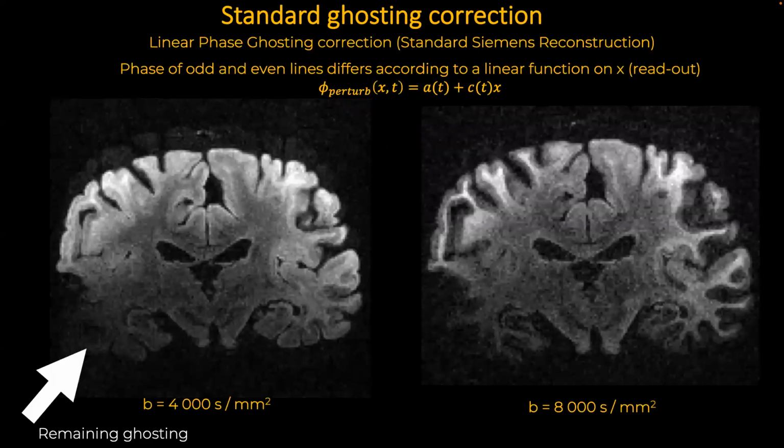Even conventional techniques like linear phase correction that is included in any Siemens scanner are insufficient here because they make simplistic assumptions of the phase variation between odd and even lines of EPI, which definitely do not hold when we use ultra high gradient strength. So clearly for ex vivo diffusion MRI, we need superior techniques. We need more advanced reconstruction approaches.